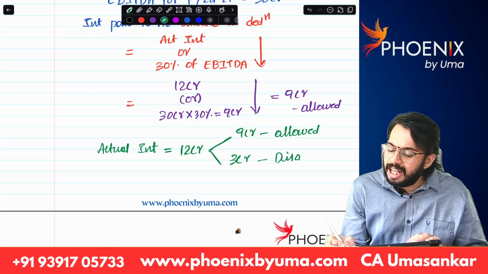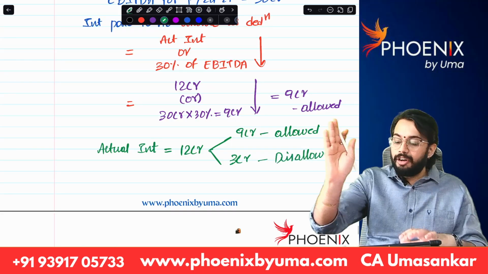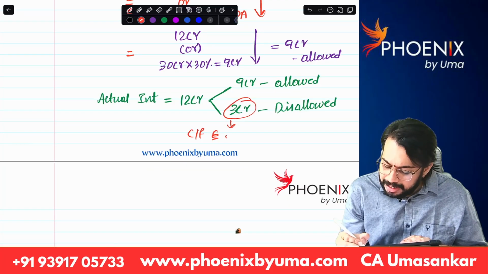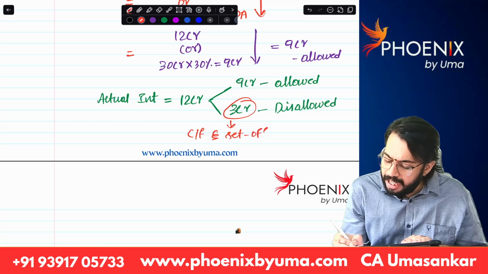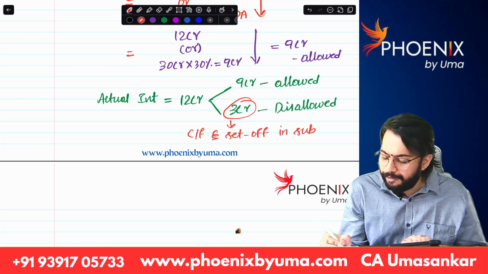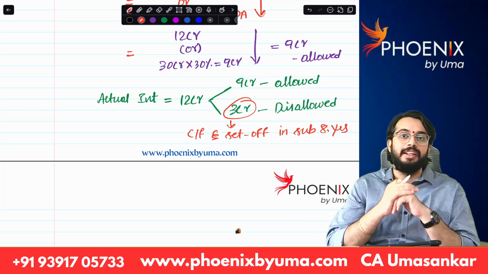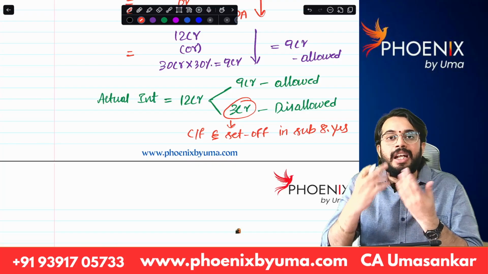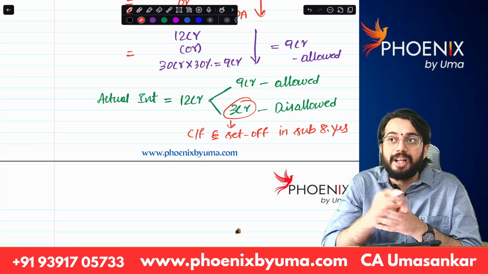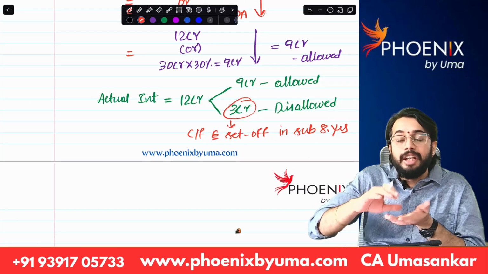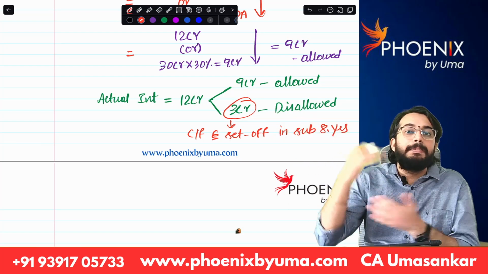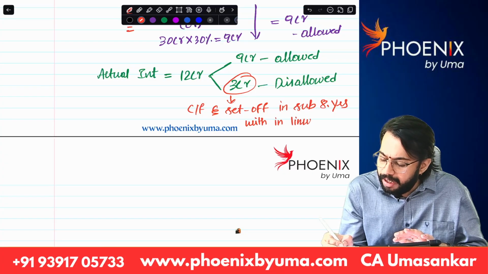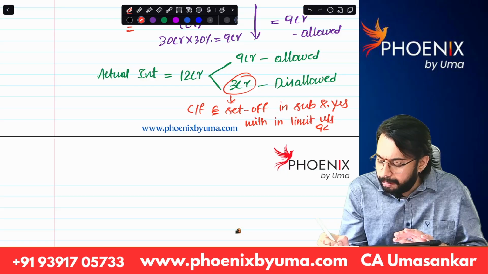Sir, is it disallowed forever? No, it is not disallowed forever. Whatever this 3 crores is there, this can be carried forward and set off in subsequent 8 years. See, next year also there will be a limit, right? Next year also actual interest or 30% of EBITDA, whichever is lower. In that limit, you can carry forward this and set off in subsequent 8 assessment years within the limit under section 94B. Are you able to understand?